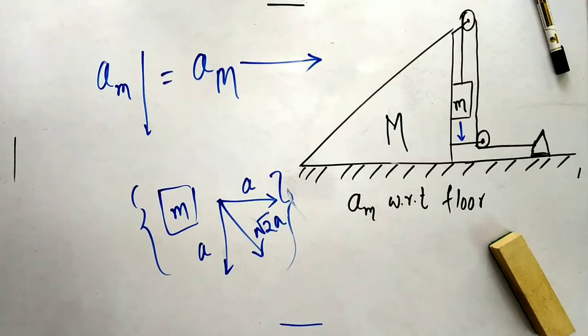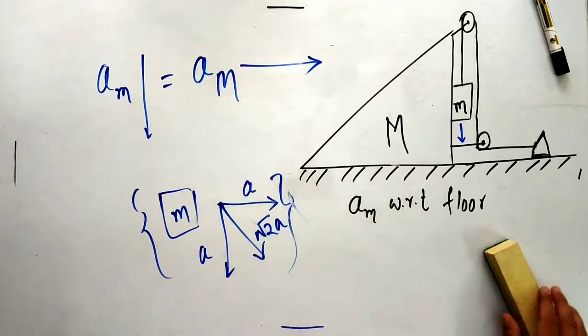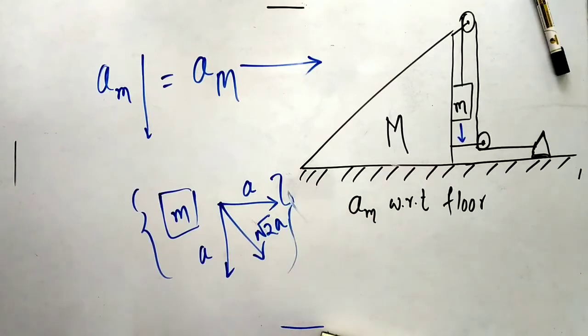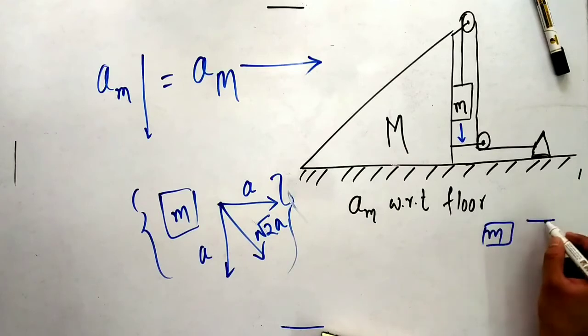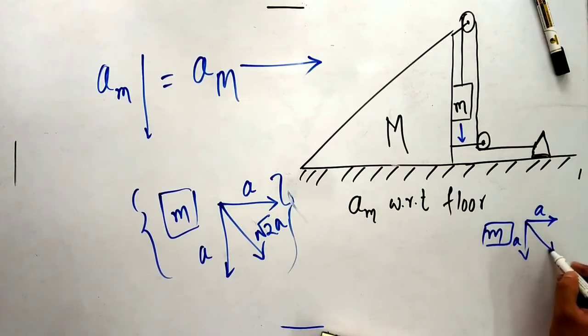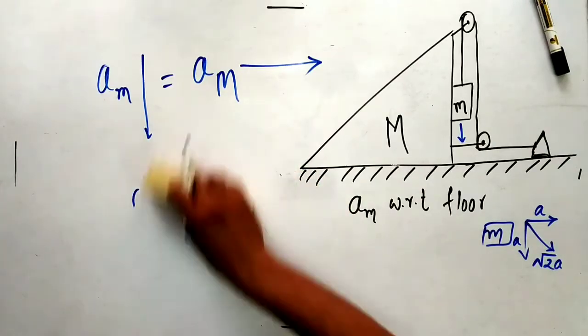Okay, so for now, we'll continue with the problem. We'll start with the free body diagram of these two bodies, and these 2 points you need to note down. The small mass m has 2 accelerations, one this way, one this way, the resultant of which is root 2a. That's it. We'll continue with the problem now.